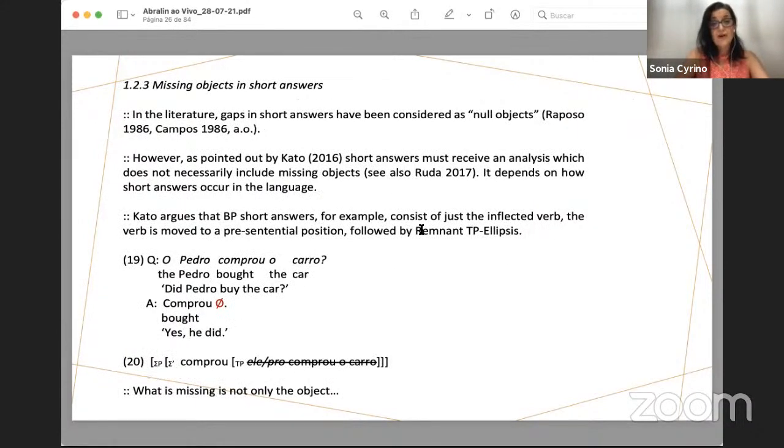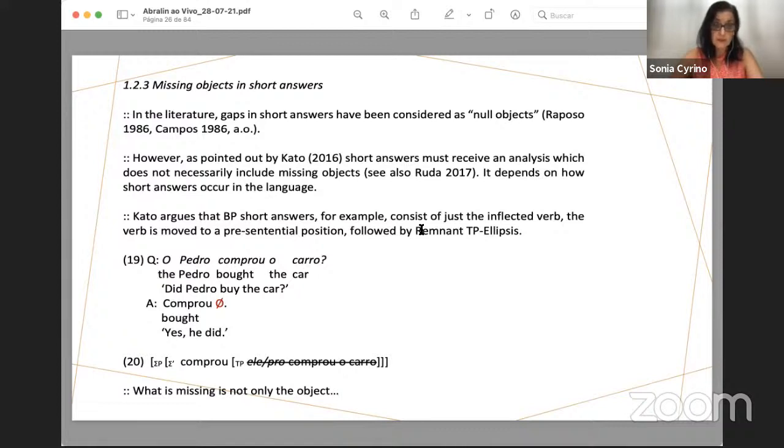Now, in the literature, there have also been some cases where, in answers to yes/no questions in these languages, you can have a gap in the position of the object, and this has been considered as null objects. For example, in Raposo or in Campos, 1986. But as pointed out by Medicato in 2016, short answers must receive an analysis which does not necessarily include missing objects, because it depends on how short answers occur in the language.